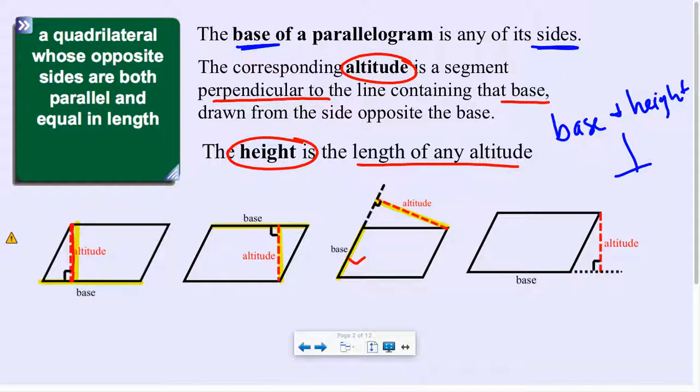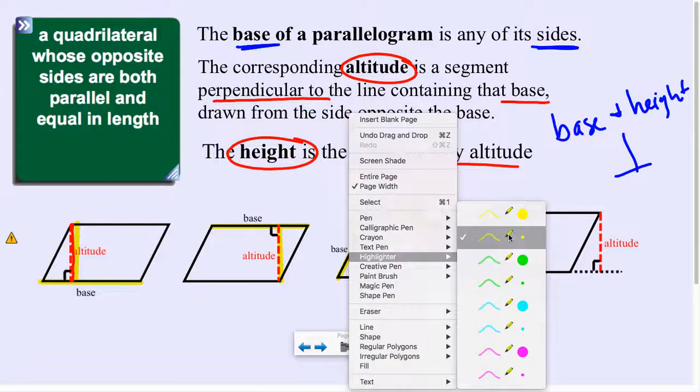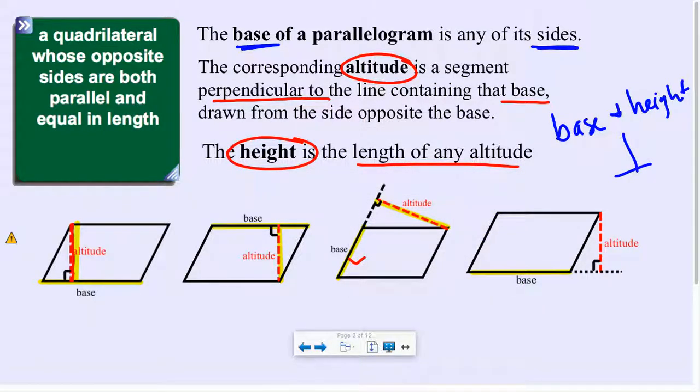So sometimes your altitudes jump out. Same as this third one here. My base is on the bottom. If I use this right vertex and draw straight down, there's my altitude. I can slide this along, and it's not changing in length, and it's staying perpendicular to the base. Okay, so you just need to make sure you look for the two segments that make a right angle. That's your base and your height.